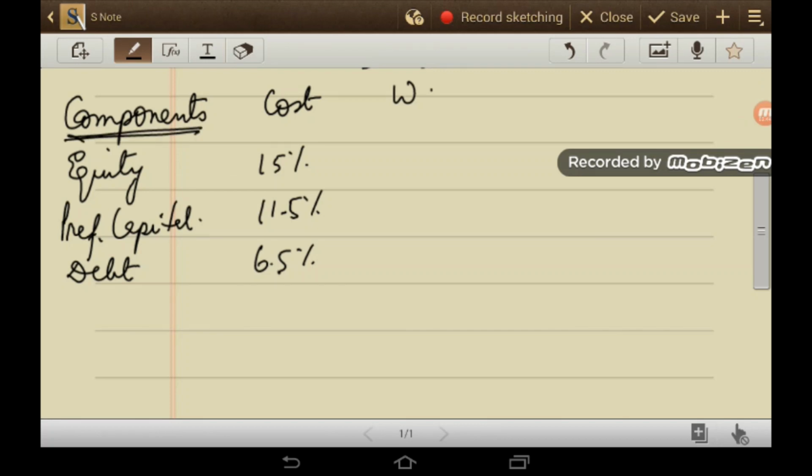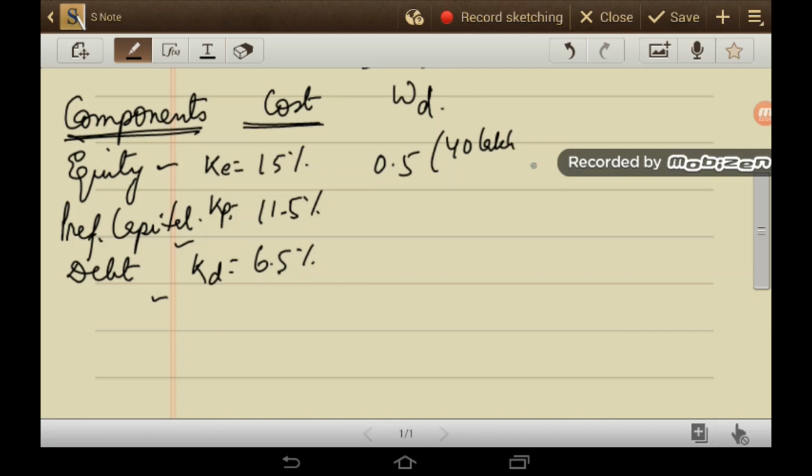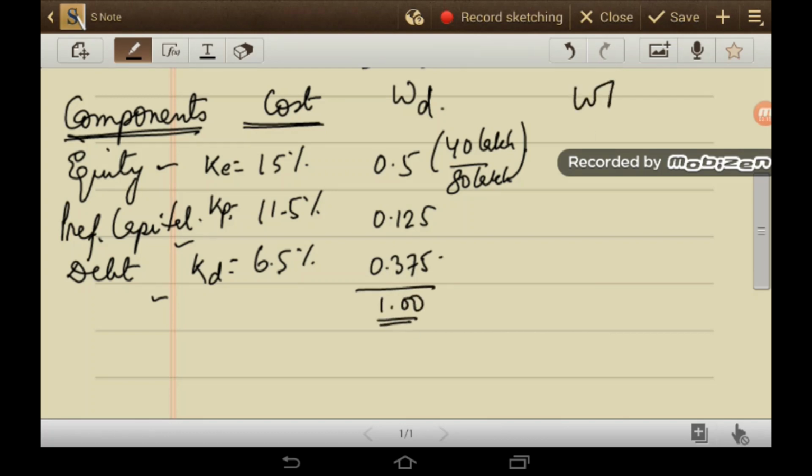So the components we have are equity, preference capital and debt. What is the cost of equity? Cost of equity is 15%. Cost of preference capital is 11.5, it is given, and cost of debt we have calculated at 6.5%. Now what is the weight of equity? This is 0.5. Why? Because it is 40 lakhs by 80 lakhs. Similarly, the weight of preference capital is 0.125 and the weight of debt will be 0.375. So the total is 1.